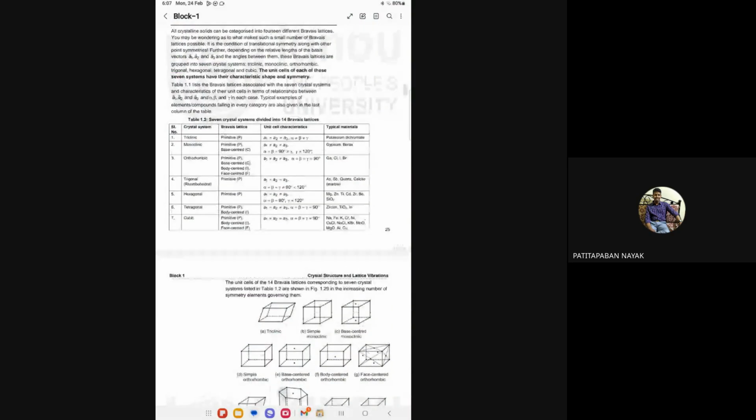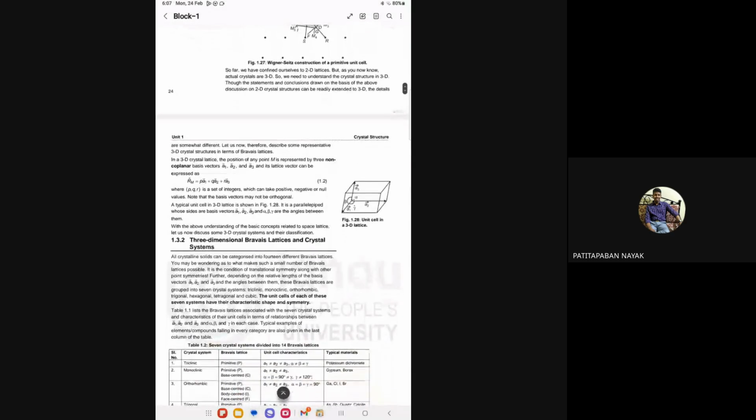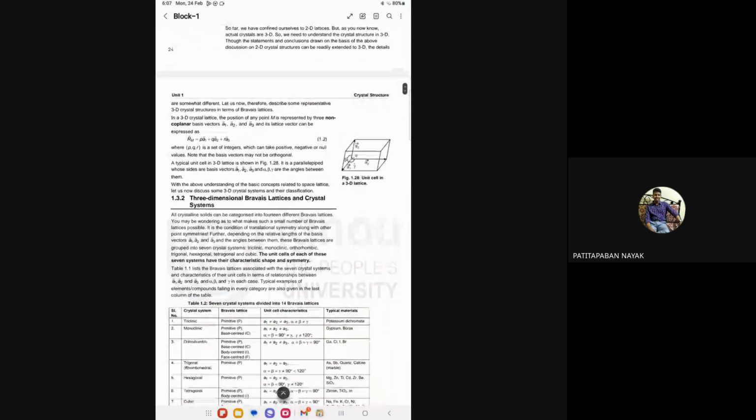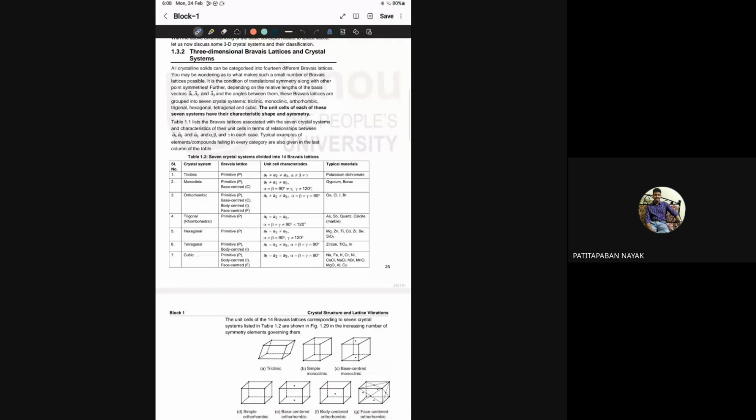We discussed the symmetry part and the lattice translation, primitive lattice vectors in the last class. So today we'll talk about three-dimensional Bravais lattices and crystal systems. Two-dimensional we have already discussed. So now it is three-dimensional.